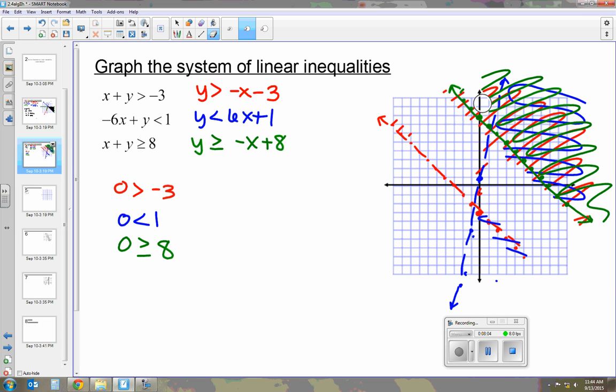And this little piece at the top does not belong. So that little area, that kind of triangle-looking area in the upper right hand corner, is our solution, because that is where all three colors overlap.